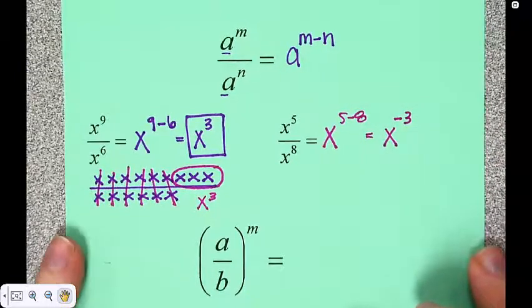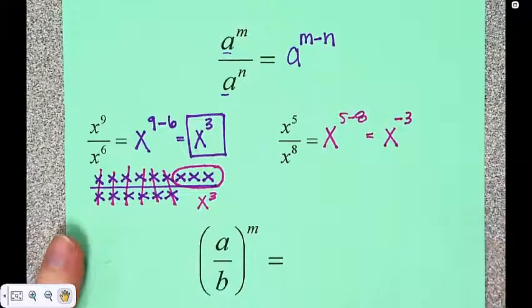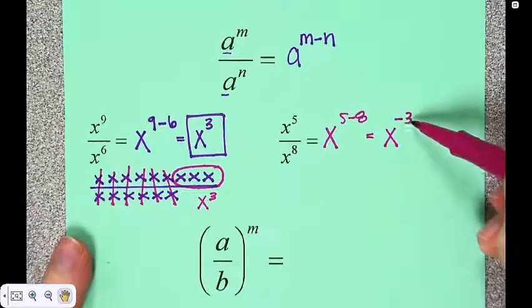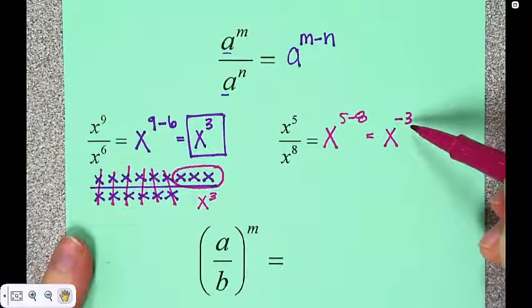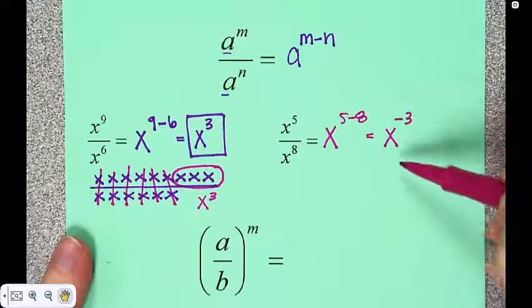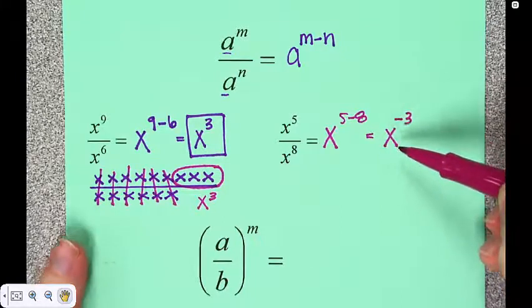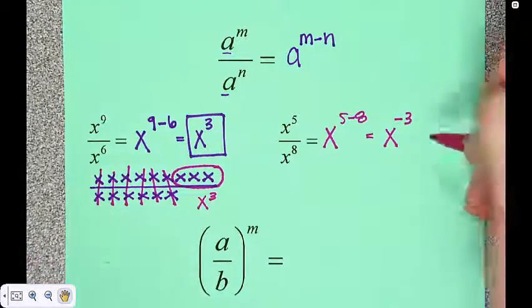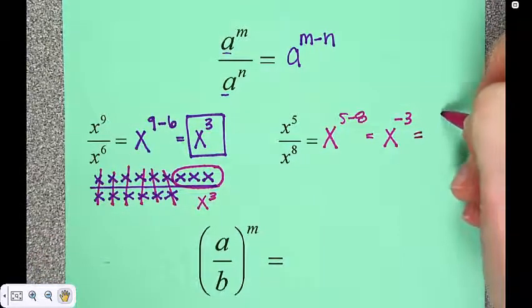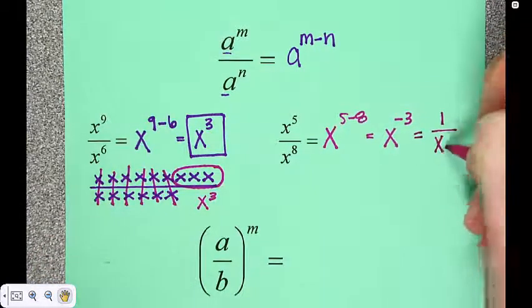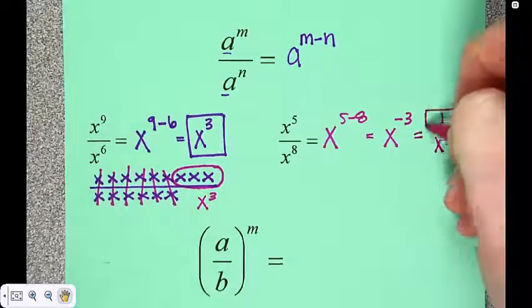And remember, back from negative exponents, whenever we have a base being raised to a negative exponent, we must move that piece down into the denominator with the negative exponent rule. So our answer in this case is actually 1 over x to the 3rd.